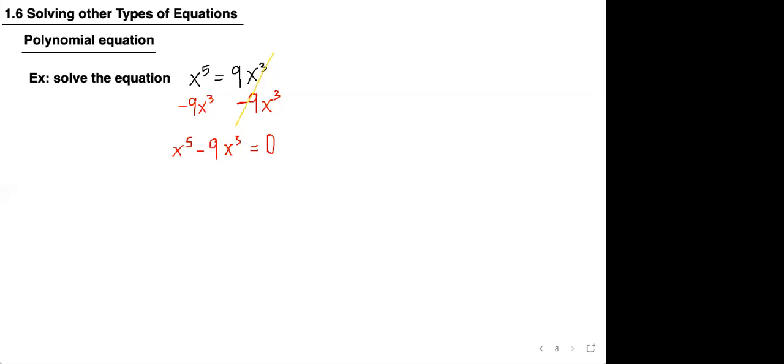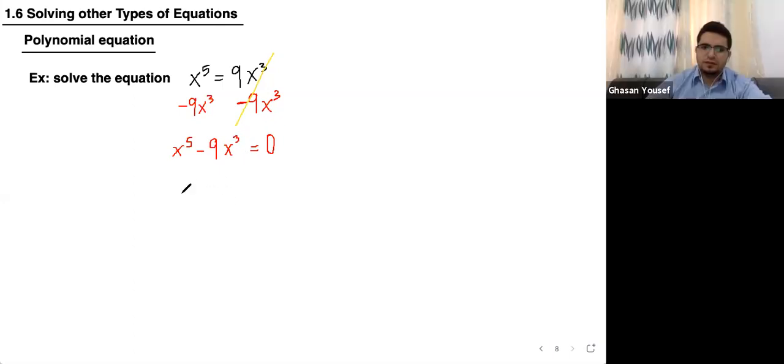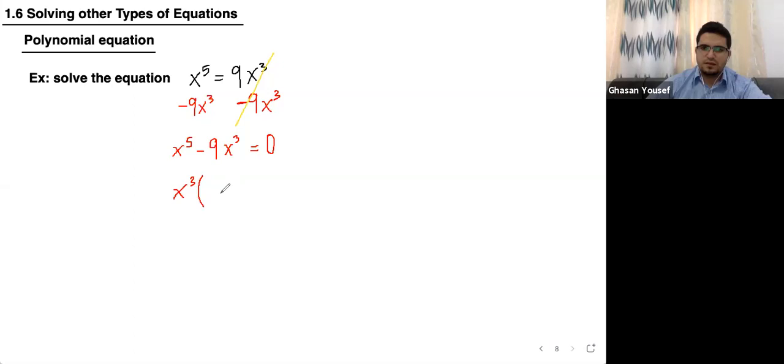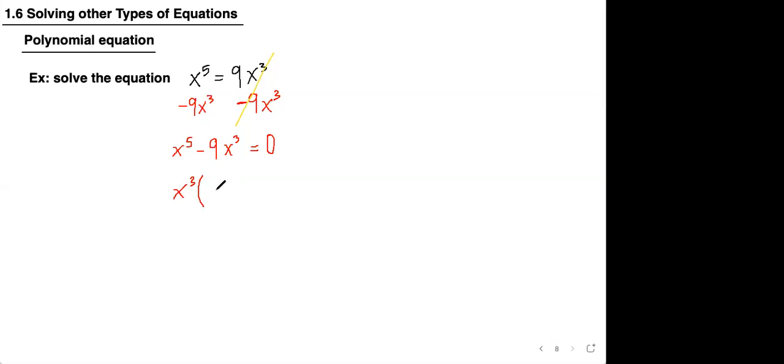The factors are... yes, we have to factor it. What is the common factor between these two terms? x to the power 3. Yes, that is the common factor, and then x squared minus 9, which is a perfect square.